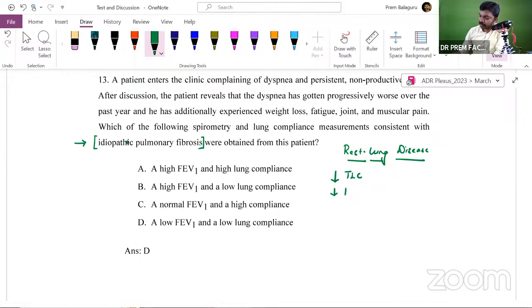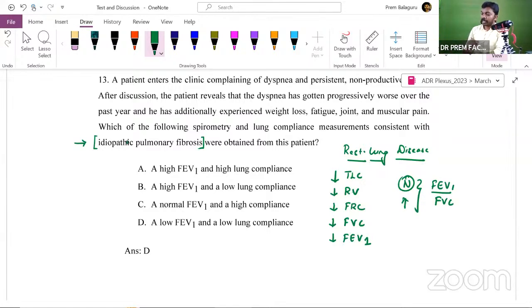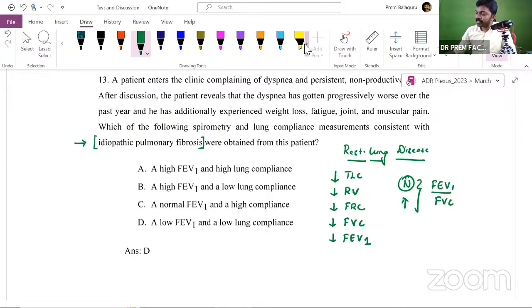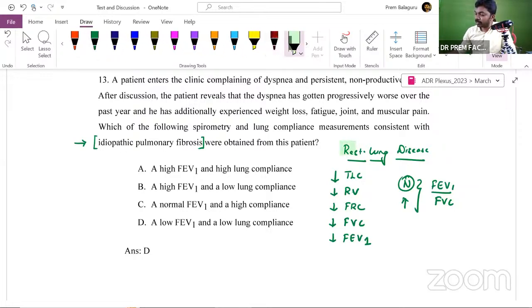There must be a drop in residual volume. There must be a drop in functional residual capacity, a drop in forced vital capacity, a drop in forced expiratory volume in the first second. Everything will be reduced, but there is going to be normal or sometimes increased FEV1 by FVC. All right, that's the hallmark feature of restrictive lung disease. And please remember, the name itself tells you it is a restrictive disorder. It doesn't let the lung expand completely.